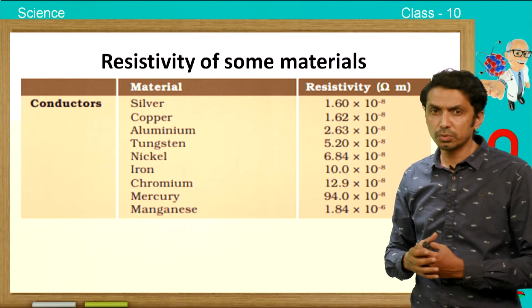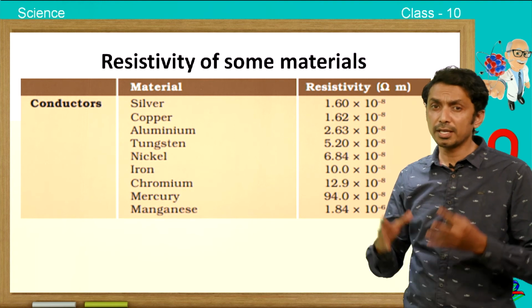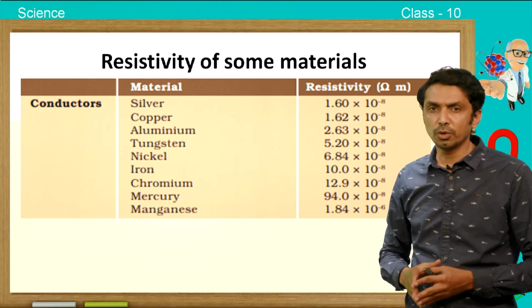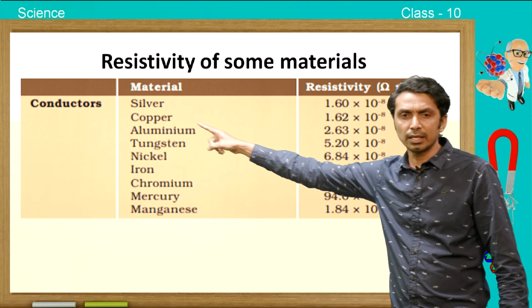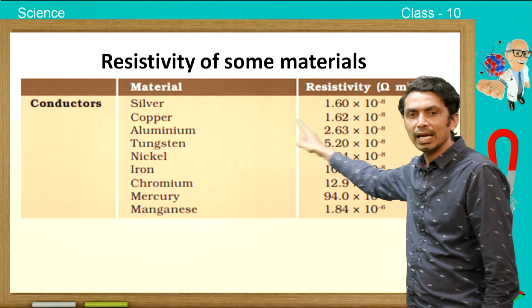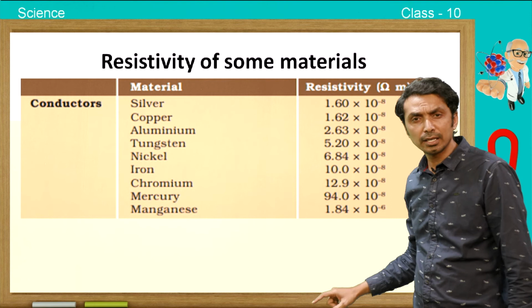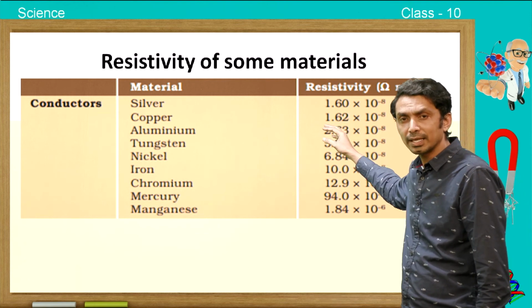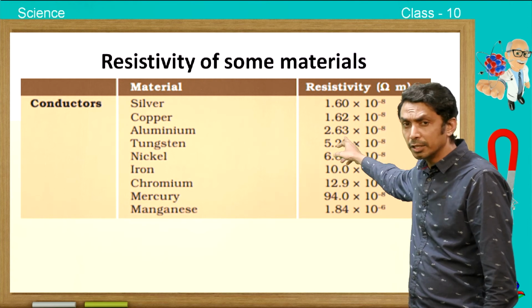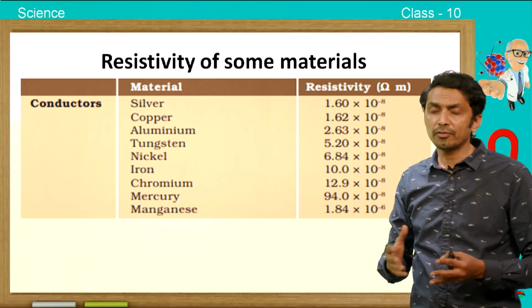Now my question to you children is, among copper and iron, which do you think is a better conductor? Yes children, you are right. You will compare the resistivity of copper, 1.62 into 10 to the power of minus 8, and the resistivity of iron, it is 10 into 10 to the power of minus 8. Which is lesser? Yes, here the resistivity of copper is less. That means in these two, copper and iron, which will have more electric current?